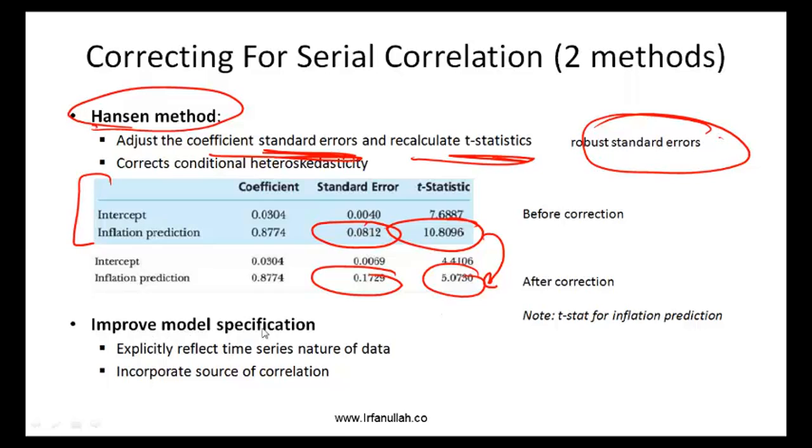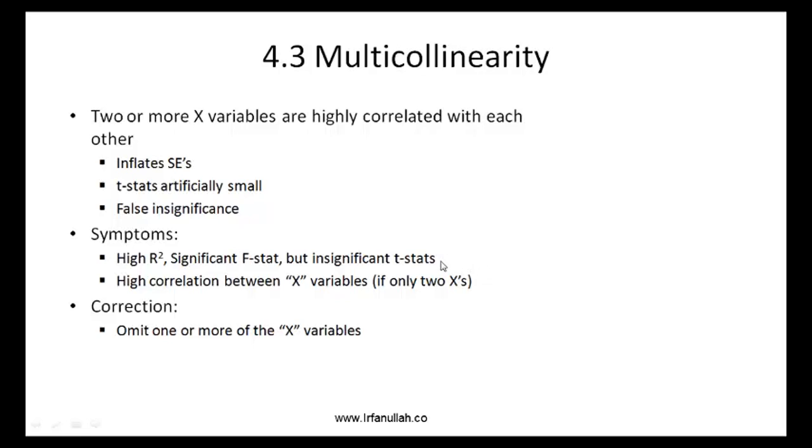The other method is to improve the model specification, explicitly reflect the time series nature of the data, or incorporate the source of correlation. This part is not too testable. In fact, this kind of stuff we cover in the next reading. Right now, what are you learning? That the main method is the robust standard errors method, which essentially adjusts the standard error upwards, which means it reduces the t-stat downwards.